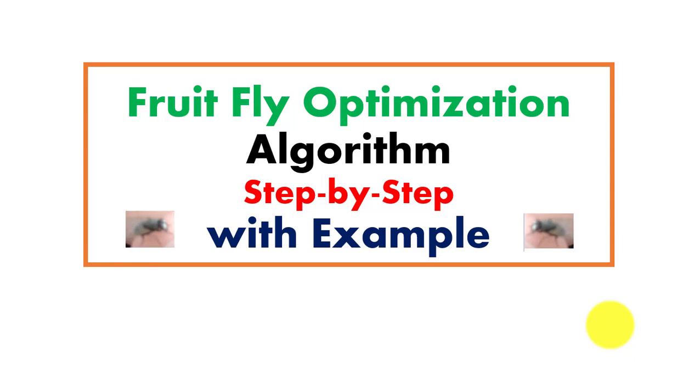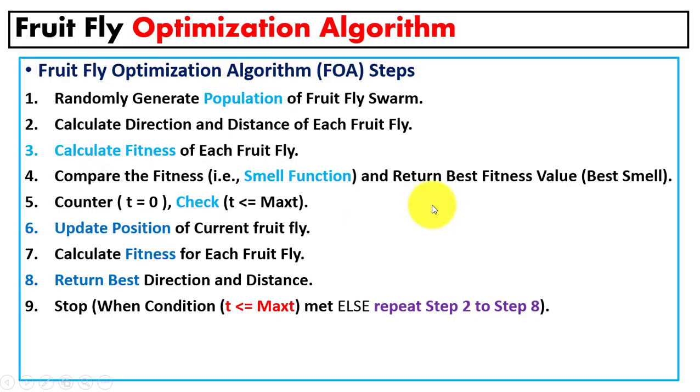Hello, in this video you will learn about fruit fly optimization algorithm step by step with example. So we have certain steps used in this algorithm. First, we will generate the population randomly. After that, compute the distance and the direction for each fruit fly. Then compute the fitness value for each fruit fly.